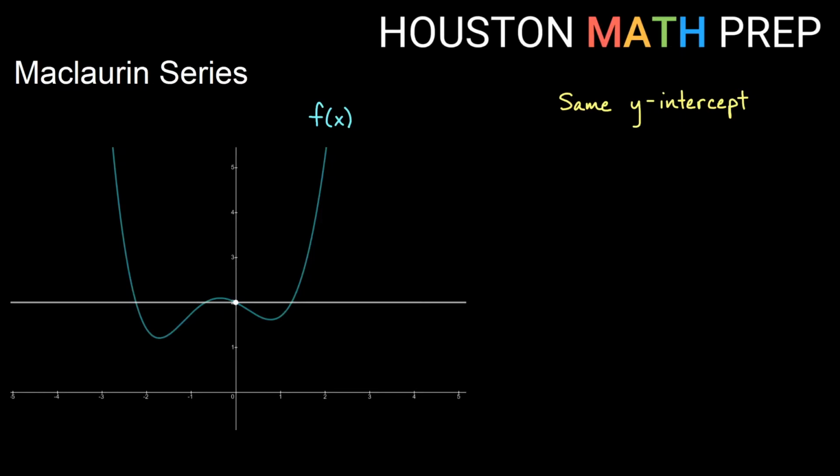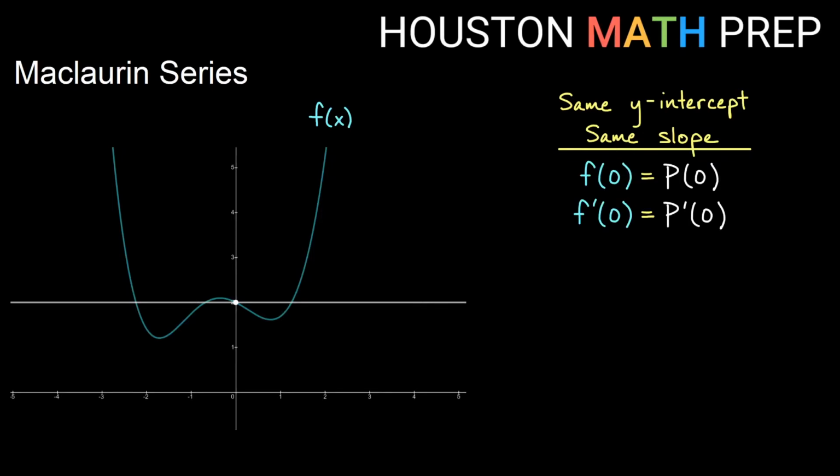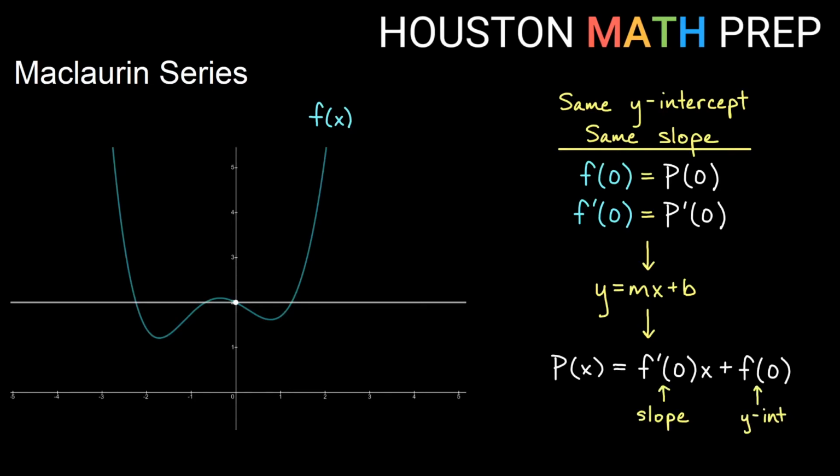So let's say we want our line to be a better approximation. So not only do I want the y values to be the same at that point, I also want the slopes to be the same, and that will be the derivative at that point. So you can imagine if I'm approximating with a line that has a particular slope, then I would need something that looks like y equals mx plus b, right, from algebra. So we'll need our polynomial to have a slope, f prime of 0, and we'll need its y-intercept to be f of 0. So in other words, our polynomial this time will be f prime of 0 times x plus f of 0. This is just a fancy way of writing y equals mx plus b with the correct values in place. Here's my slope, here's my y-intercept.